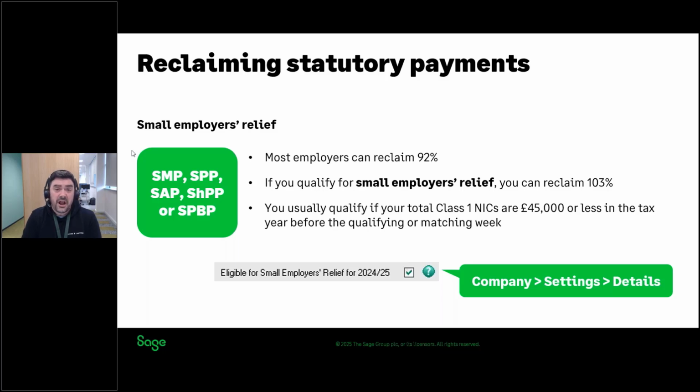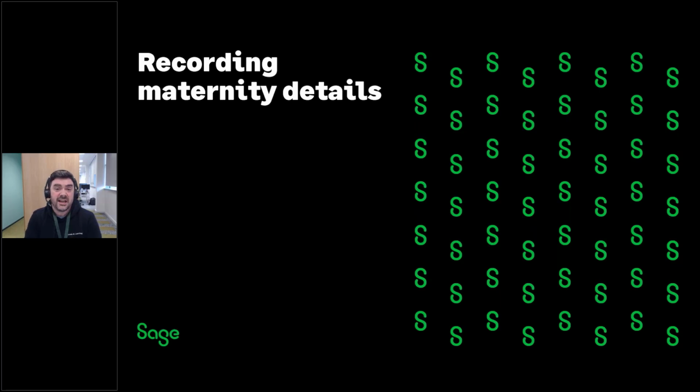So that's just a little bit around the legislation, eligibility and reclaiming the statutory payment. But we're now going to move on to the more practical side of things. We're going to take a look at how you'd actually process maternity pay in your Sage 50 payroll software.